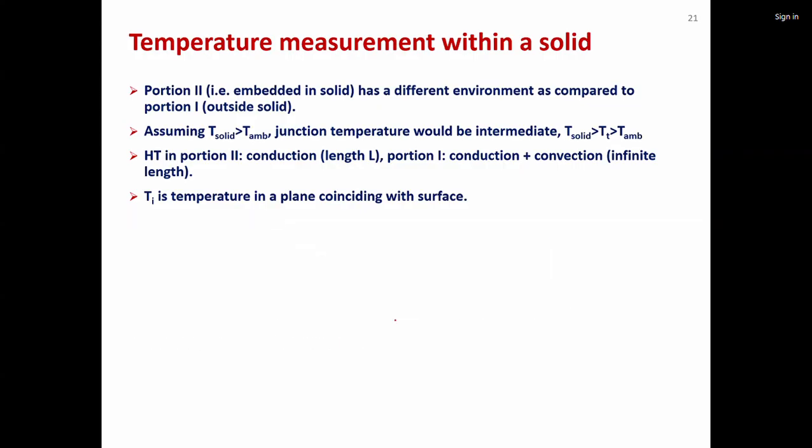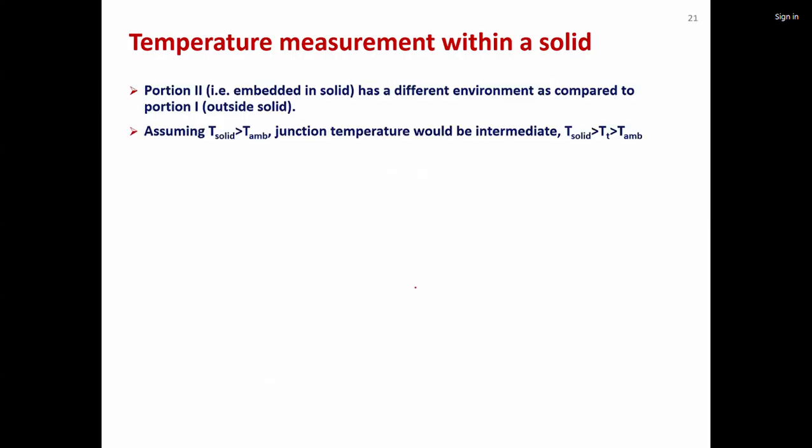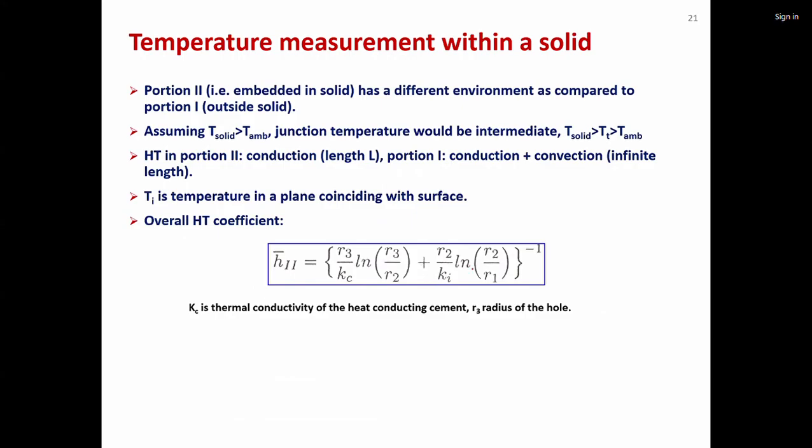Basically here, as I said, we are talking about the resistance of this section, R2 over R1, then R3 over R2. In R2 over R1, the property is K of the insulation layer. In R3 over R2, it is the property of the cement. That is why you are able to write this. So this is the overall heat transfer coefficient.